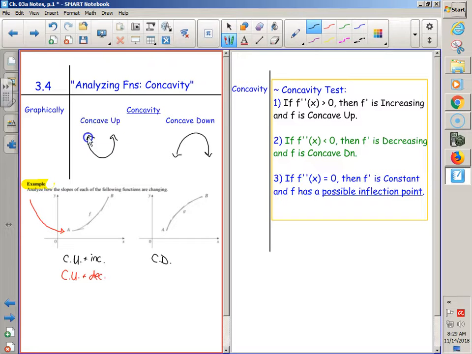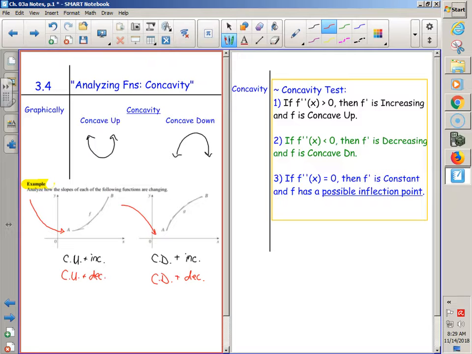What's this one, guys? Concave down and increasing or decreasing? Yeah, and increasing. You can also have concave down and decreasing, which would look like this instead, right? So you can have concave down and be decreasing, concave down and be increasing, concave up and be increasing, concave up and be decreasing. So guess what? Increasing, decreasing, the function going down, going up, does not determine concavity.